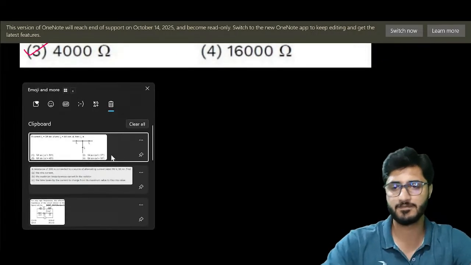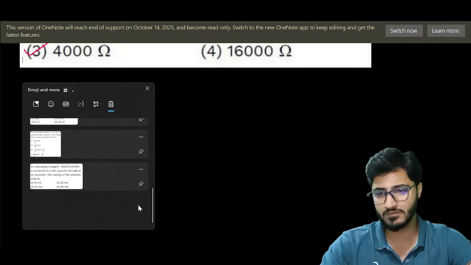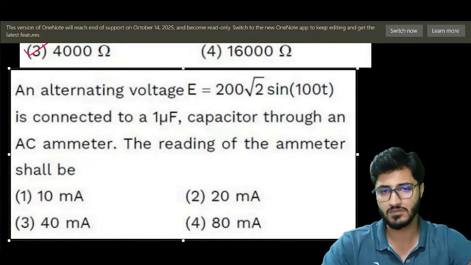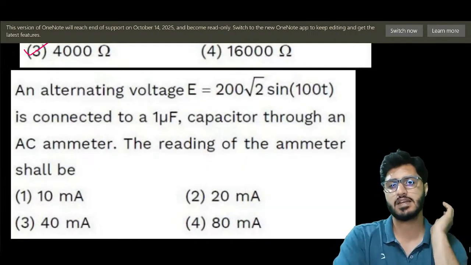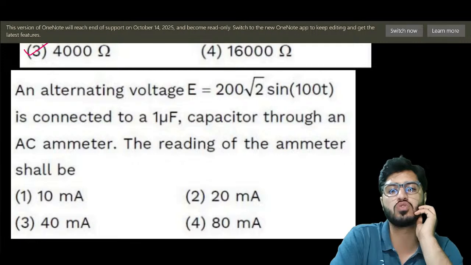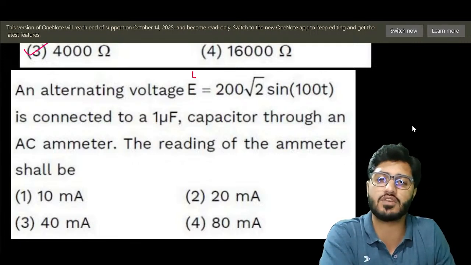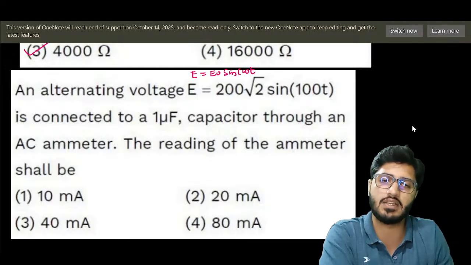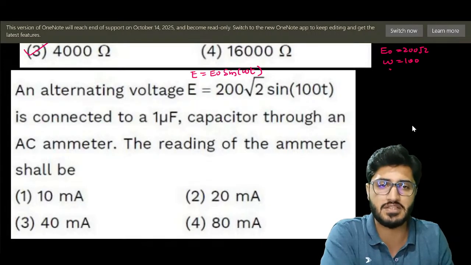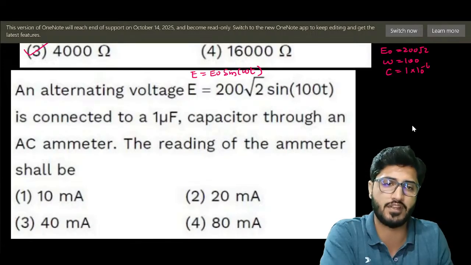Now next numerical. This numerical states that an alternating voltage E equals 200 root 2 sine. So I can write it as E equals E naught sine omega t. By this equation, my E naught came out to be 200 root 2 and my omega came out to be 100. And my capacitance is given as 1 times 10 to the power minus 6 farad.